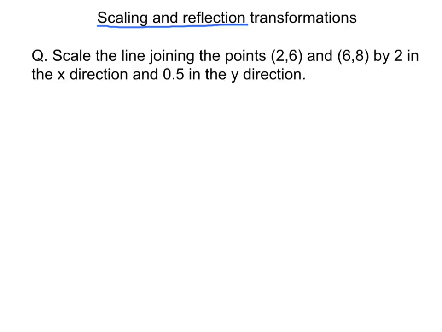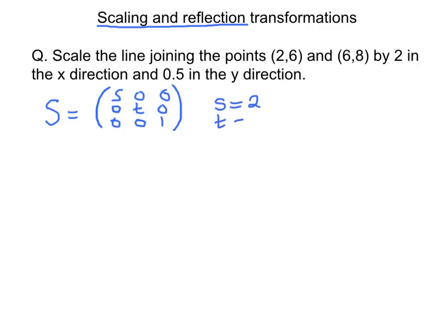Now again, you'll be given the formula for the scaling, and the formula for scaling is S is equal to, here you've got S, 0, 0, 0, T, 0, 0, 0, 1. Now S is the scaling in the x direction and T is the scaling in the y direction. So for our question, the S value has a value of 2 and the T value has a value of 0.5. So our matrix for this particular question is, if I write it out, S is 2, so instead of S I put in 2.